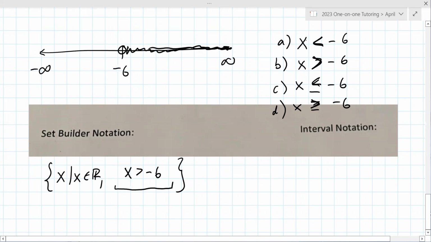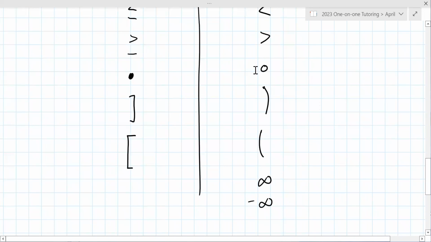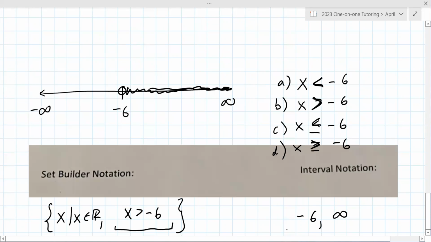Interval notation is from left to right. So it starts at -6 and it goes to infinity. Do you see that? Yeah. Is it parentheses or brackets? It will be parentheses. Yes, parentheses always go with infinity and they go with that not filled in. All right, good.